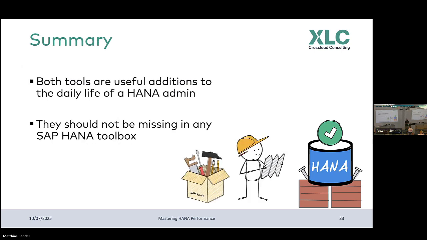So at the end, the conclusion is that both tools, in our opinion, are very helpful in the daily life of a HANA administrator, and they should not be missing in any of the HANA toolboxes.